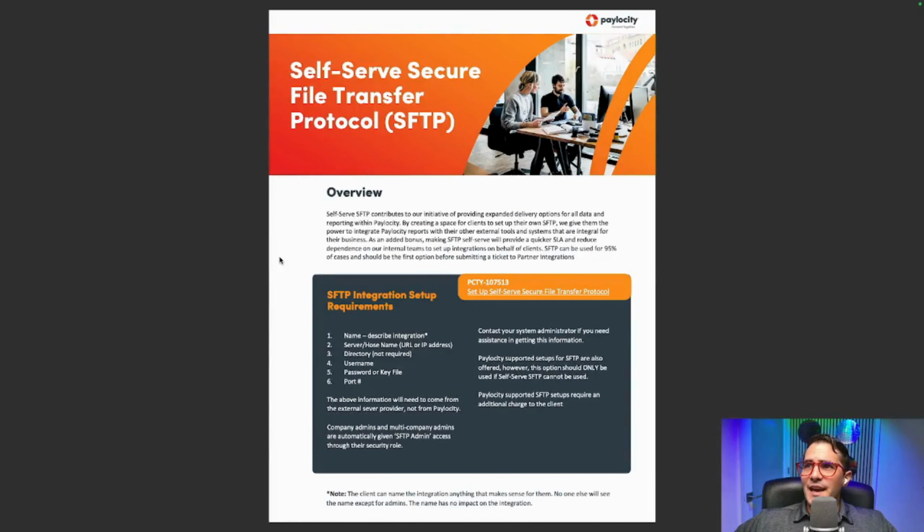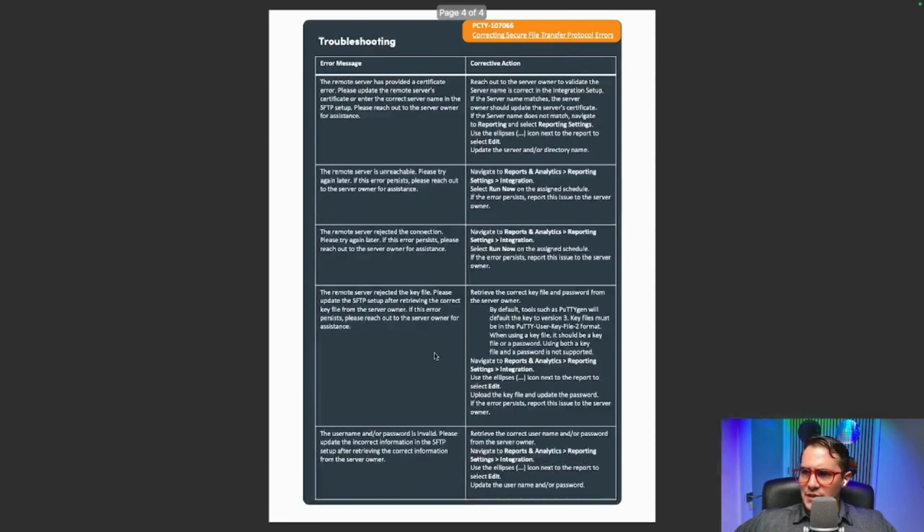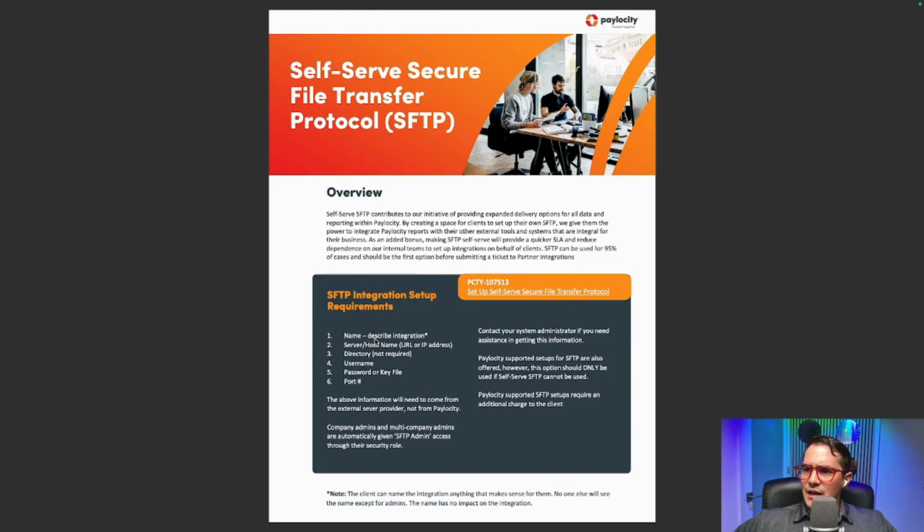This is the self-serve secure file transfer protocol SFTP documentation from Paylocity. It gives you a few things that you need, which are the name, the description, integration, the host name, which we'll go over, the directory, the username, the password or key file, and the port number, which will always be 22 for SFTP.